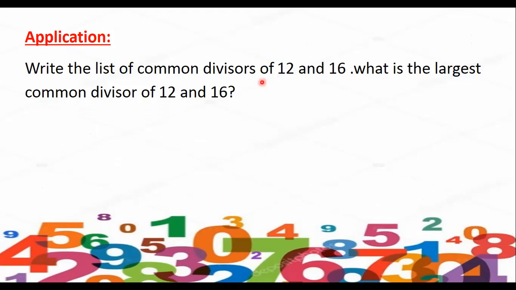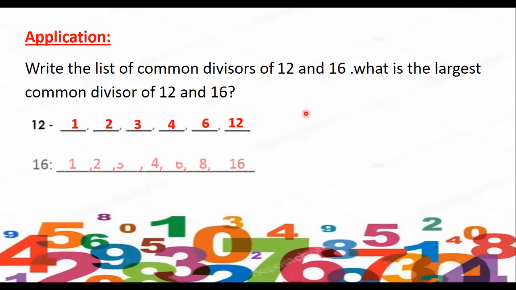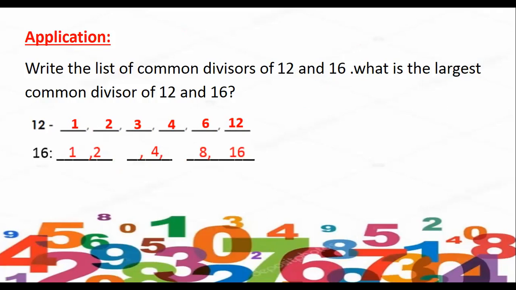Let's make the same application. We want to find the greatest common divisor of 12 and 16. The divisors of 12 are 1 and 12, 2 and 6, 3 and 4. The divisors of 16 are 1 and 16, 2 and 8, and 4 times 4. Now, what are the common divisors of 12 and 16? Yes, Aya or Asma, what are the common divisors? 1, 2, 4 only. Thank you. Okay.